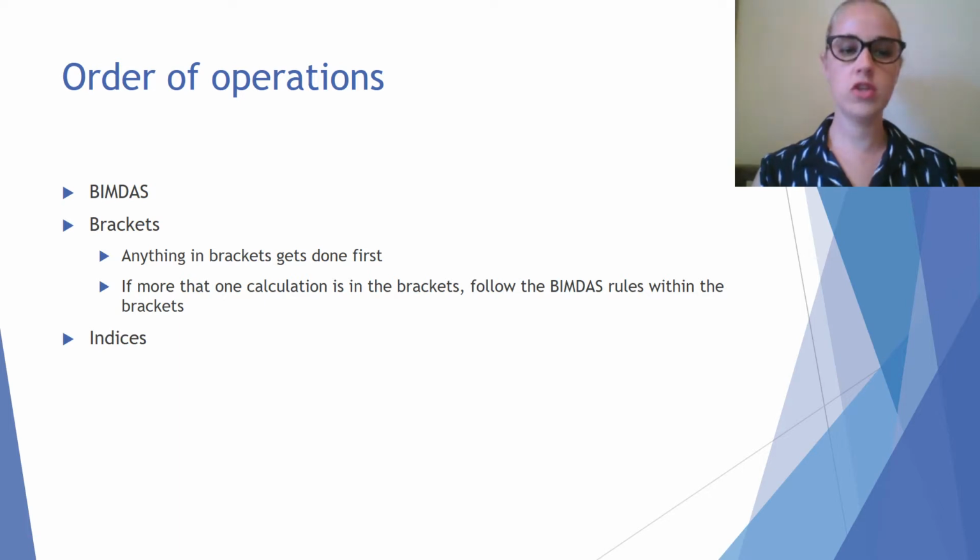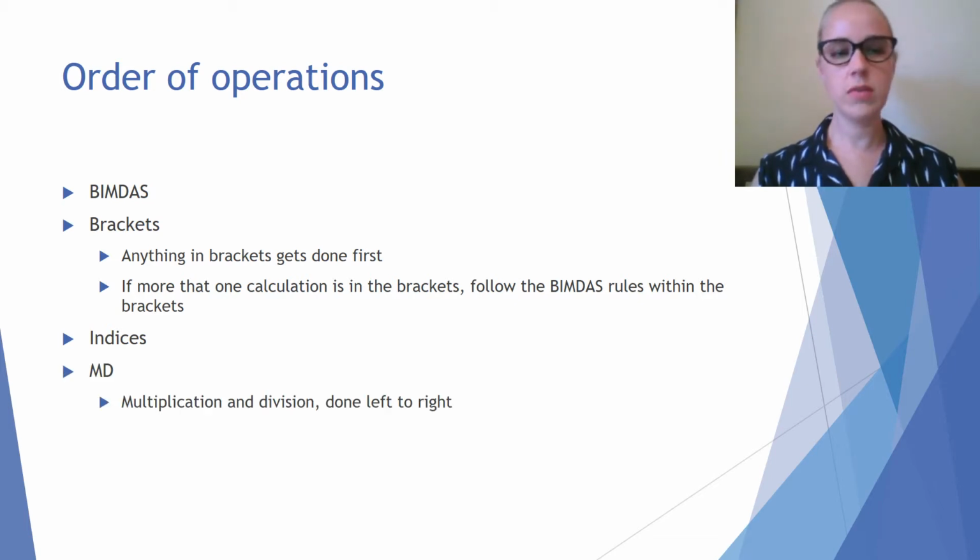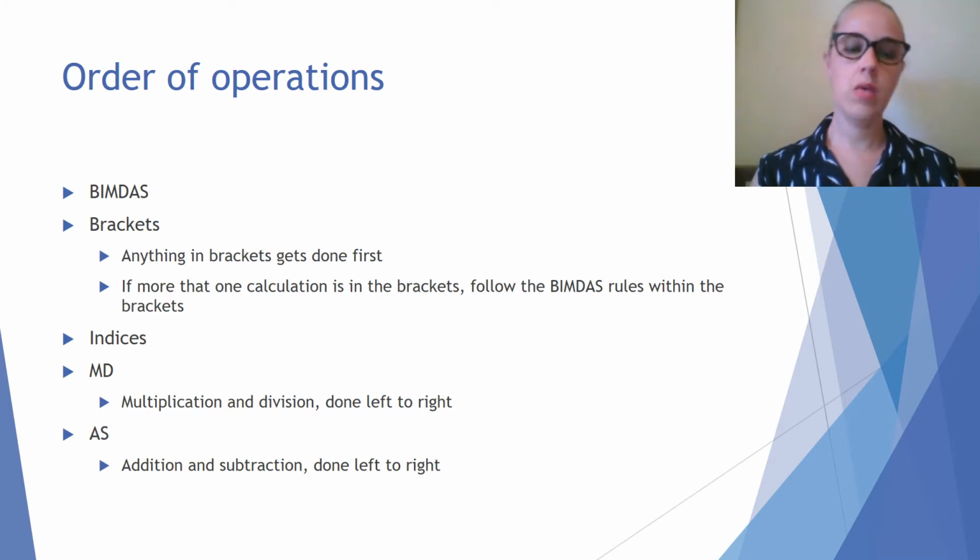After that, you then do anything with indices. So anything that's exponential or to the power of, or anything that's raised to anything, that comes next. After that, we have the M and the D, which sometimes you see written as D and M. Sometimes you see BIMDAS written as BIDMAS, because we do multiplication and division together, and we do them left to right generally. Next, we get AS or SA, which is addition and subtraction, which must be done left to right, particularly when it comes to subtraction.